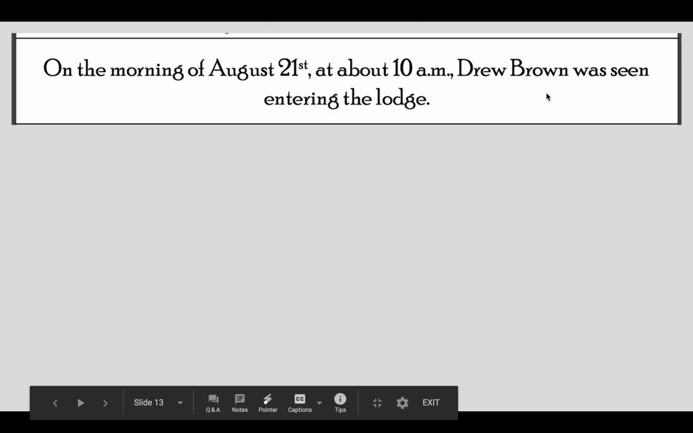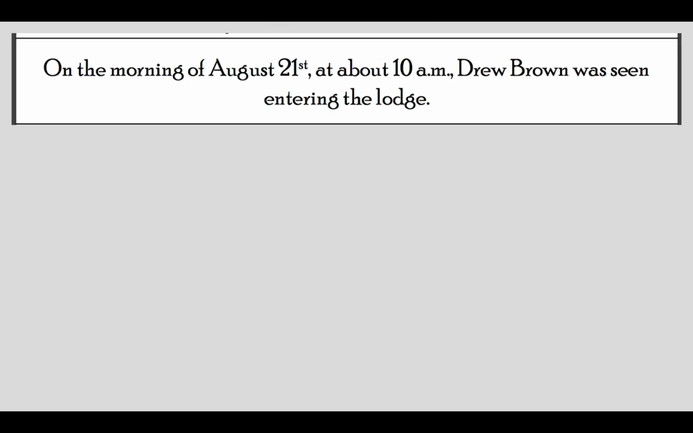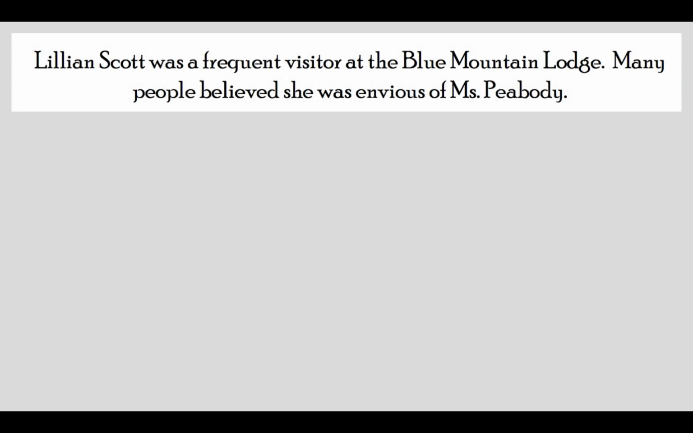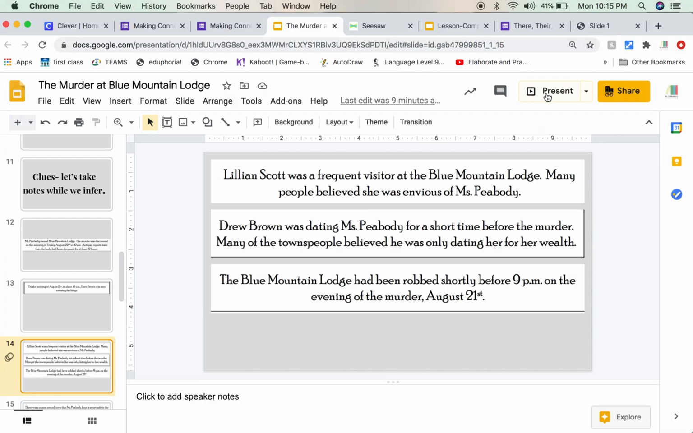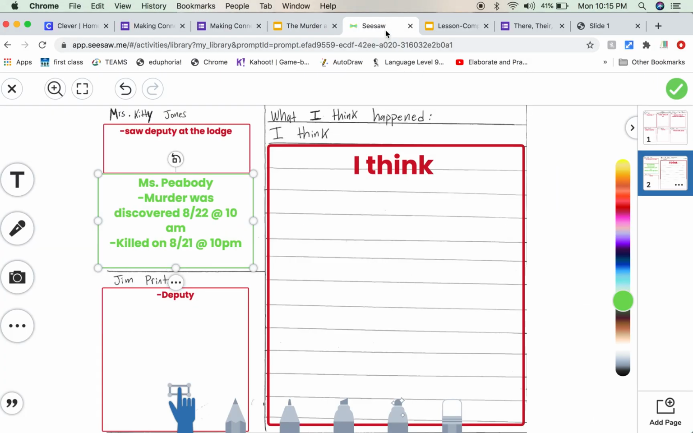On the morning of August 21st, at about 10 a.m., Drew Brown was seen entering the lodge. So now we have a new suspect. We have information on Drew Brown. Lillian Scott, another suspect, was a frequent visitor, meaning she went to the Blue Mountain Lodge a lot. Many people believed she was envious of Miss Peabody. Very important clue, fourth graders. Let's write down our clues.